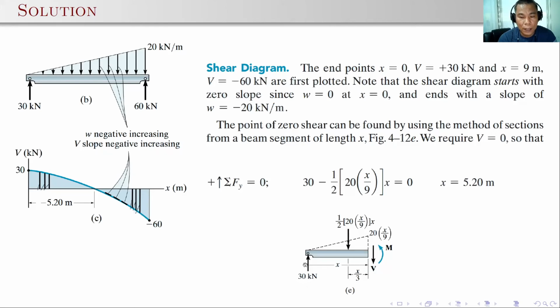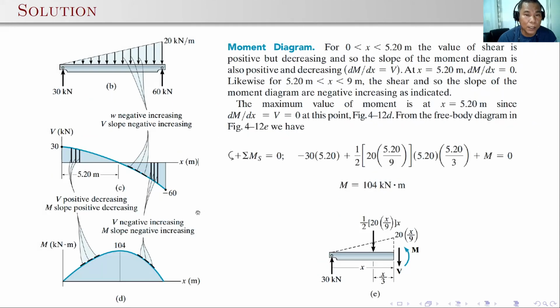So as you can see, 30 kilonewton, the reaction, minus the resultant of the triangular loading, that's 1/2 times 20 times x over 9 times x, then equate to the shear V, which is equal to 0. So you can solve for x here, which is equal to 5.2 meters. Again, I just want to emphasize here, you need to use ratio and proportion to get the height of this triangle for this particular loading. Another way of doing it is just look at the slope. You can just divide it directly with the slope to determine the location of the zero shear.